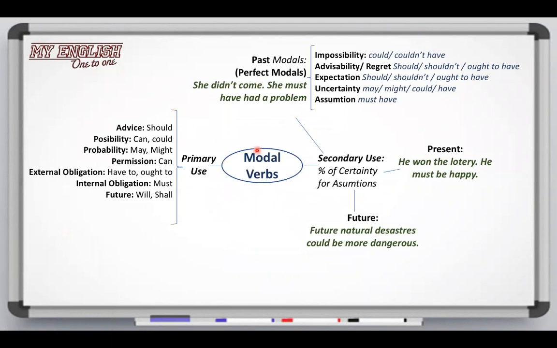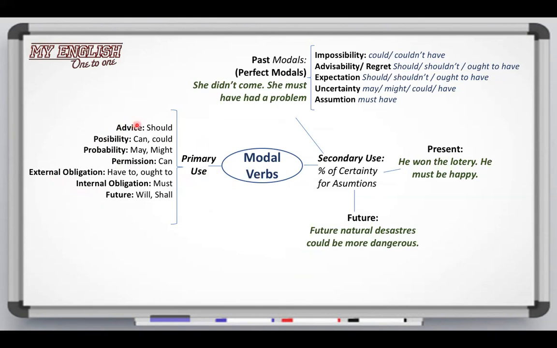So, the modal verbs have two uses, a primary use and a secondary use. The primary use of the modal verbs is maybe the most famous or most widely known, especially for basic and intermediate English levels, right? And so the primary uses of modal verbs are advice, possibility, probability, permission, external obligation, internal obligation, and also future, among the most important ones, okay?